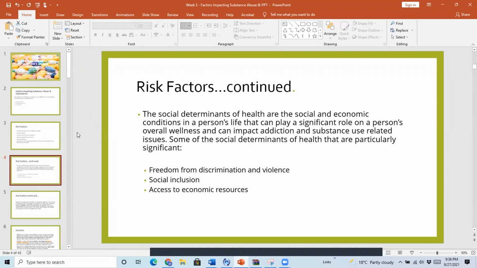Access to economic resources, having money, having that financial resource in order to be able to afford certain things, medications, extra testing, all these things relate and lead back to how well you are, how healthy you are.